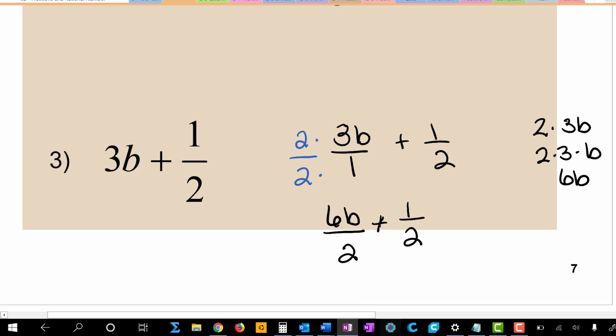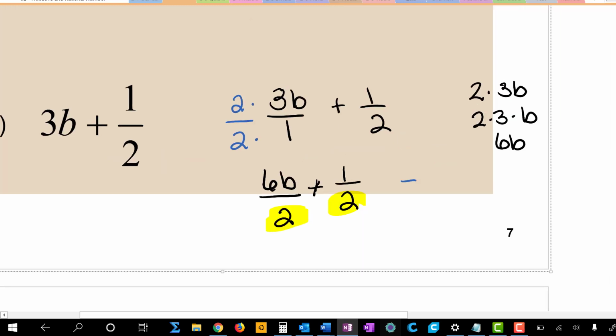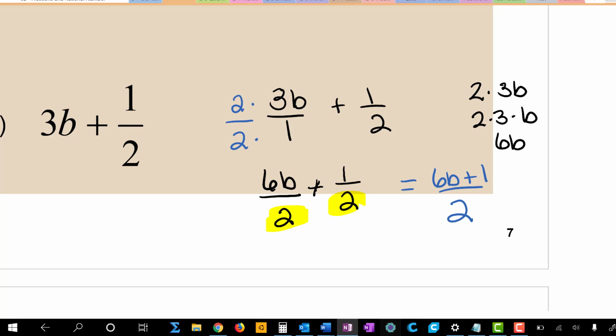So now we have common denominators, so we're in good shape. And we know that once we get common denominators, all we have to do is keep that common denominator and add our numerators, 6b plus 1. Now, we can't do any more than that because we can't add 6b to 1 since there's a variable involved with 6b, and 1 is just a constant. So that's our final answer.